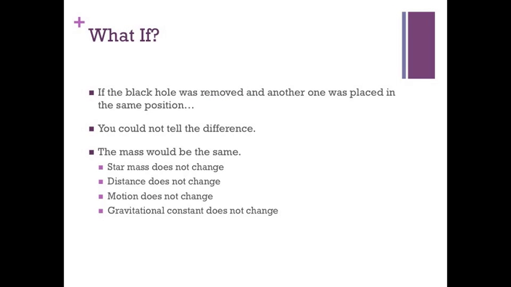If the black hole whose mass I determined through this lab were removed and replaced by another black hole, you would not be able to decipher between the two black holes. This is due to the fact that none of the conditions that factor into the calculation of the mass have changed. The star's mass and motion remain constant, the distance remains constant, and obviously the gravitational constant does not change. As a result, the mass of the black hole would not change either, so you would not be able to tell a difference between the original and new black hole.